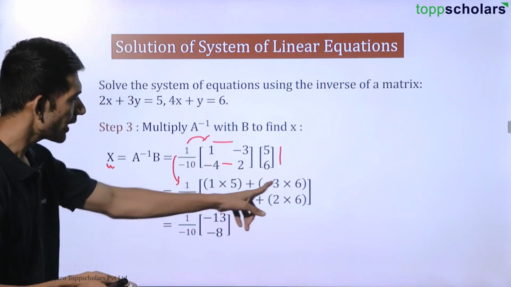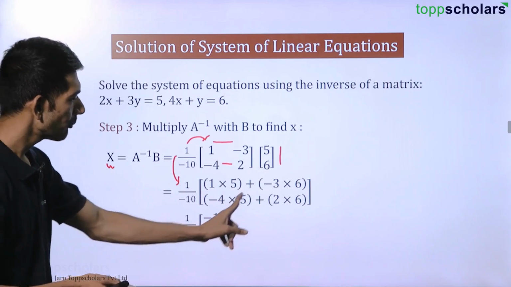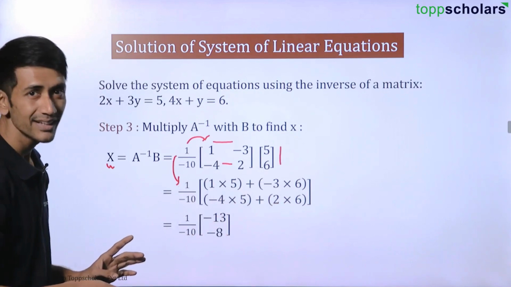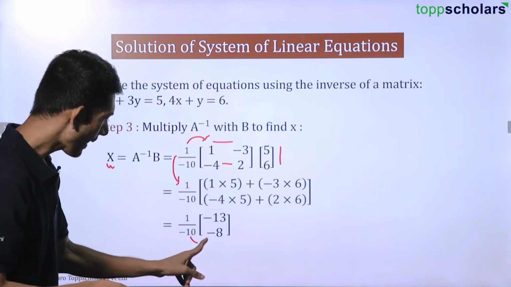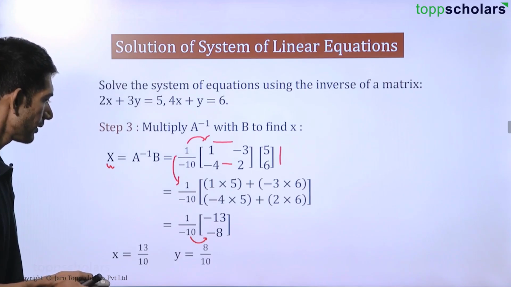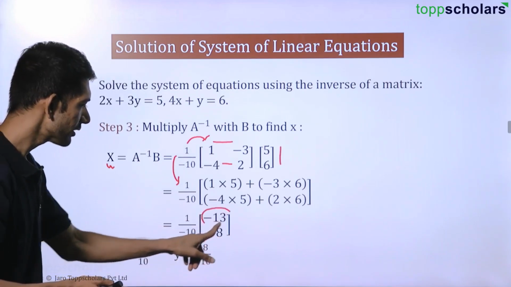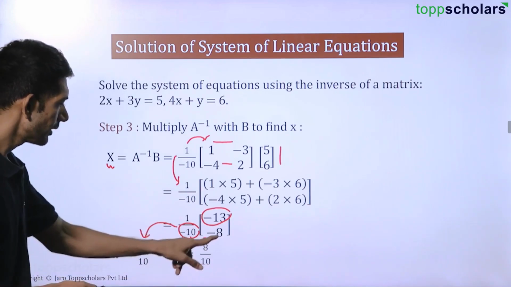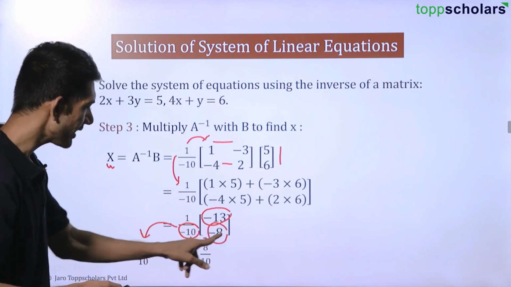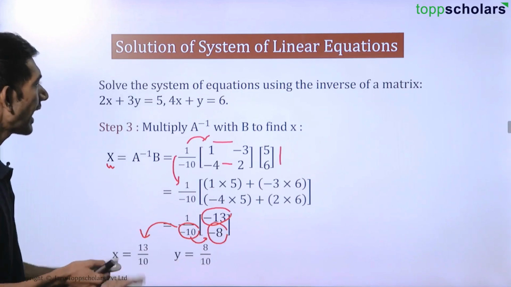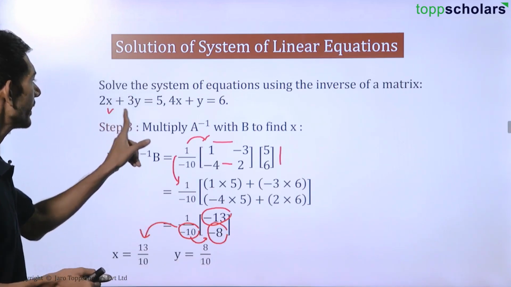Inside the bracket you have 5 minus 18 minus 13 minus 20, and this is 12, that is minus 8. Now take minus 10 inside. So if you take minus 10 inside, this becomes minus 13 by minus 10, which is 13 by 10, and the second one becomes minus 8 by minus 10, which is 8 by 10, which is nothing but 4 by 5, and you have got the values of x and y.